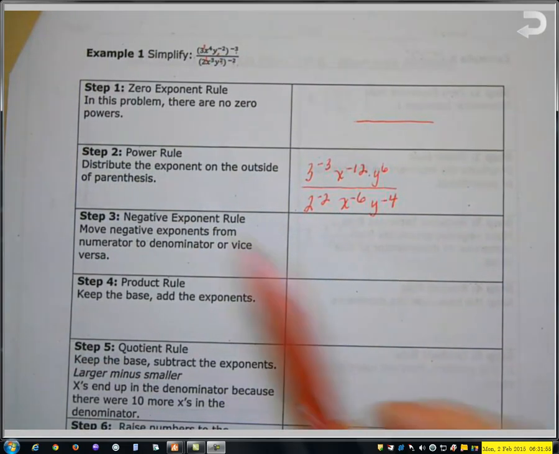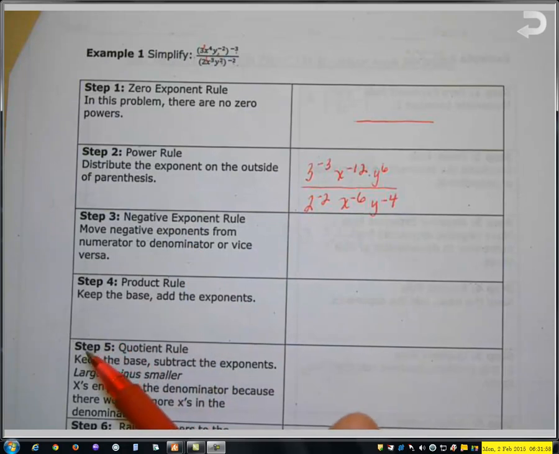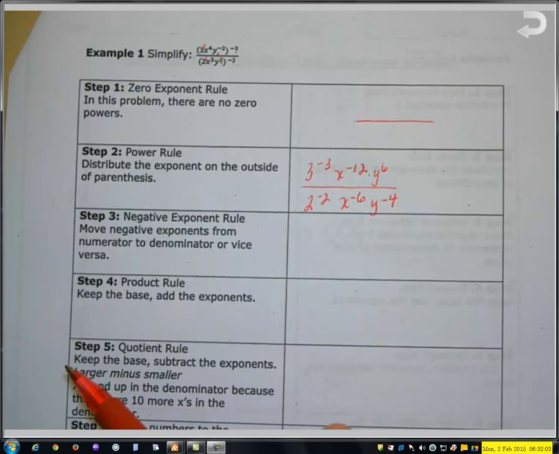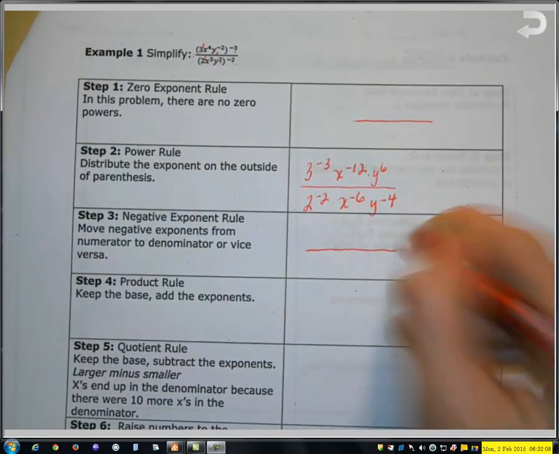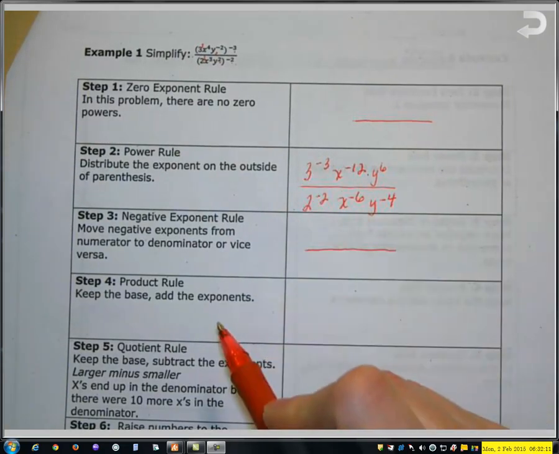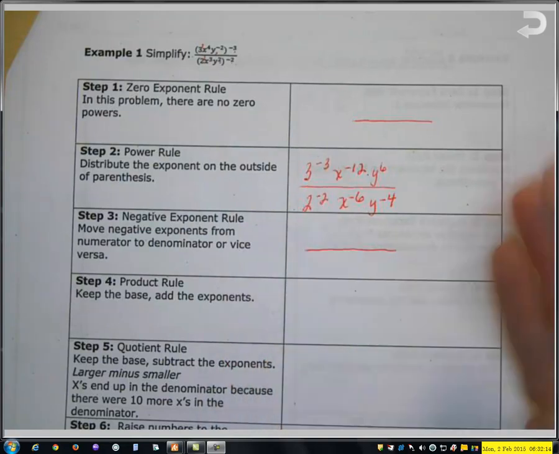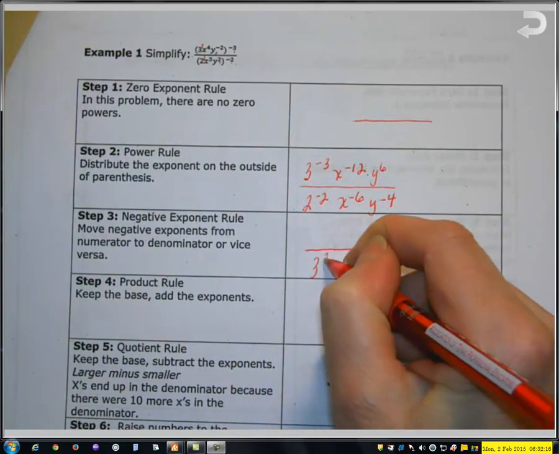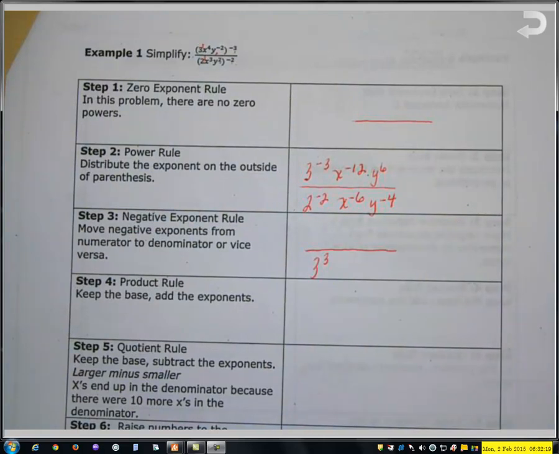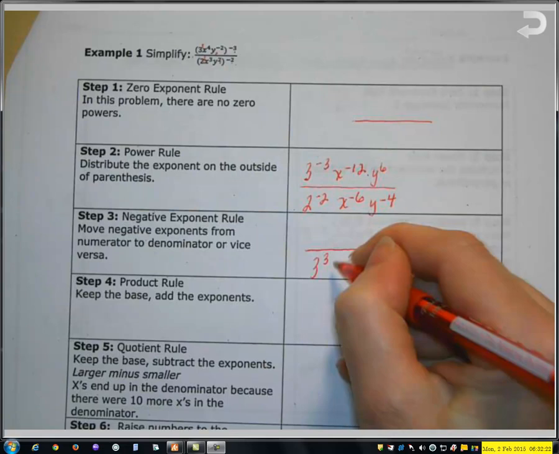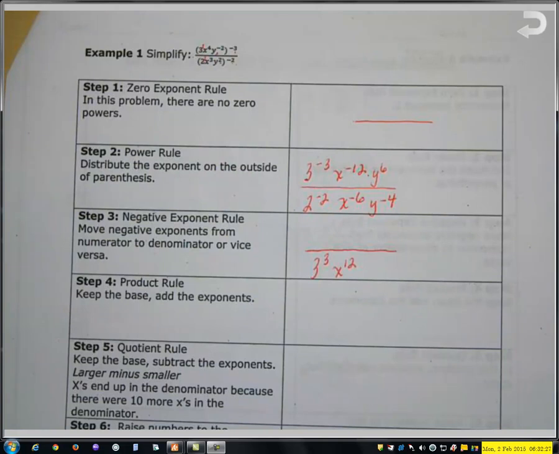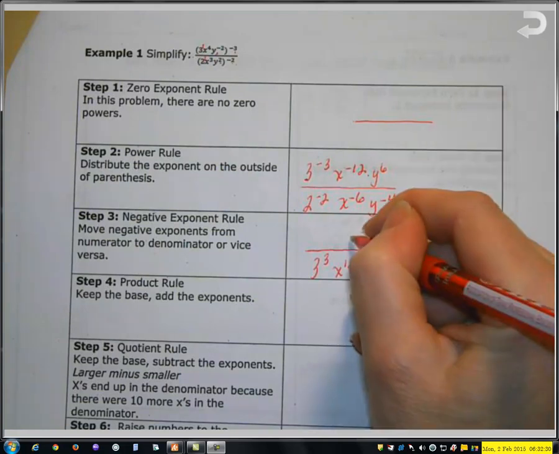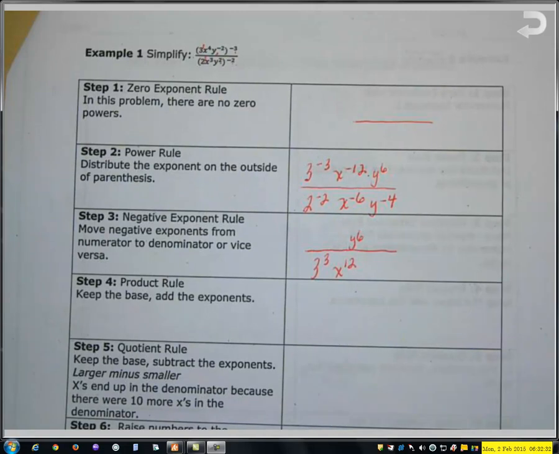Okay, so now we're going to move on to the negative exponent rule. The rule says that we need to take negative exponents and switch their position. So let's start in the numerator. Any negative exponent in the numerator is going to need to move down into the denominator. So 3 to the negative 3, we write 3 to the third on the bottom of the fraction. X to the negative 12, we move x to the bottom and the 12 becomes positive. Y to the sixth is going to stay up top.